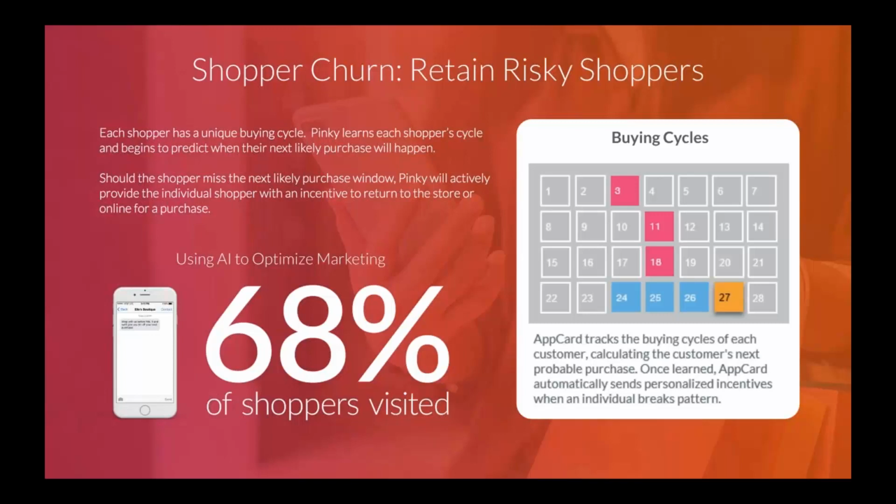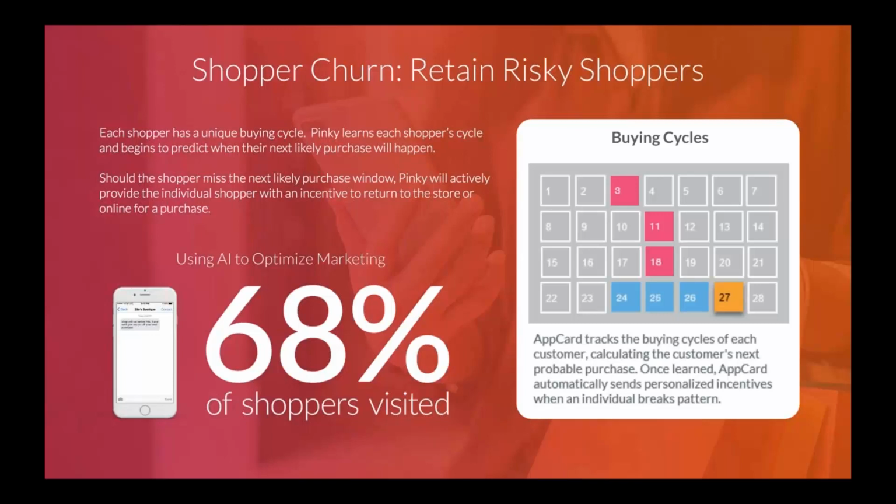Through the first year, some shoppers will churn and they'll stop making purchases. Pinky will analyze those shoppers' normal purchasing cycles and the content of those purchases. Pinky will then look to identify any changes in a shopper's normal purchasing behavior that might correlate with that churn risk.